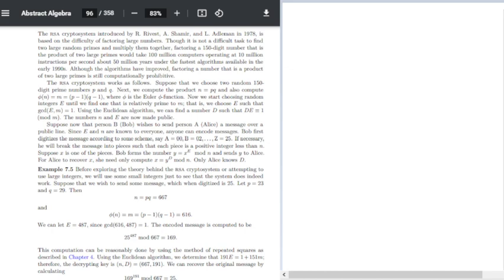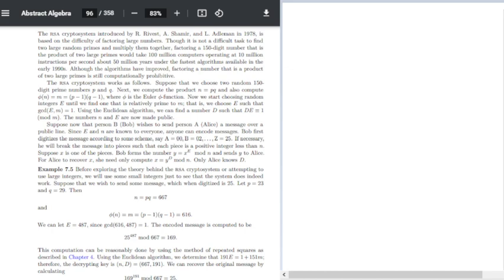All right. The RSA crypto system works as follows. Suppose that we choose two random 150-digit prime numbers p and q. Next, we compute the product n = pq, and also compute phi of n, which is m = (p-1)(q-1), where phi is Euler's phi function. Now, we start choosing random integers e until we find one that is relatively prime to m. That is, we choose e such that the greatest common divisor of e and m is equal to 1. Using the Euclidean algorithm, we can find a number d such that de is congruent to 1 mod m. The numbers n and e are made public.